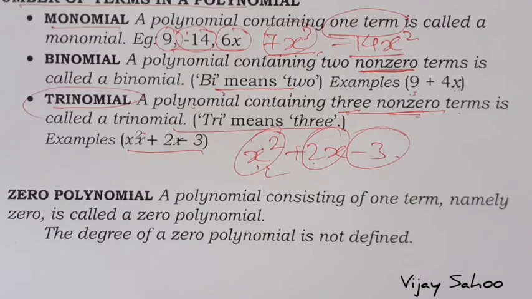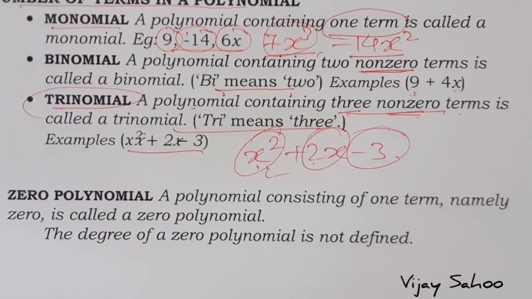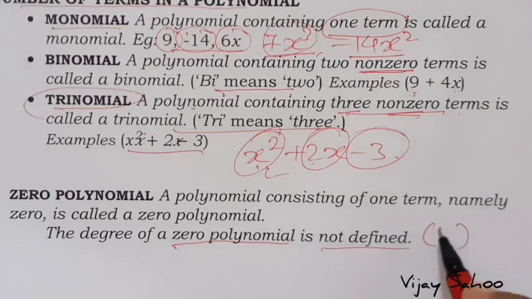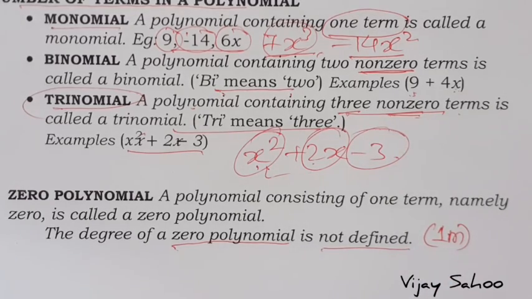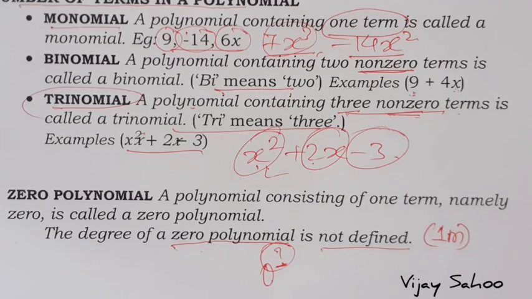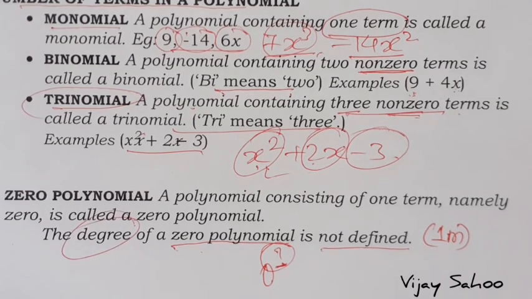Now the last introduction topic, that is zero polynomial. Zero polynomial means what? A polynomial consisting of one term, namely 0. It means if you are having one term and it is 0, then we will consider it a zero polynomial, and the degree of the zero polynomial is not defined. This is a question of 1 mark, so be clear about it. Zero polynomial, it means what will be the power over here? The power won't be defined here because we don't know. If I take 0 power 100 also, then we won't identify the exact value over there. So the degree of the zero polynomial is not defined.